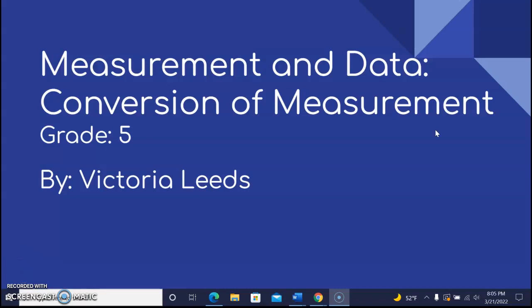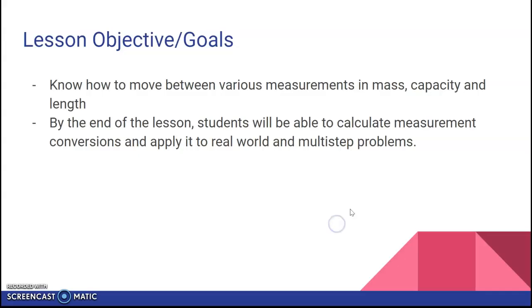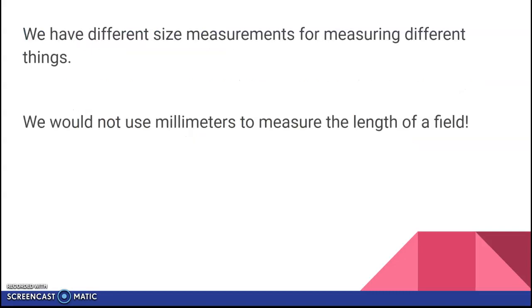Hello, so my lesson title is Measurement and Data, Conversion of Measurement. The grade level is 5 and it's by Victoria Leeds. The lesson objective for this lesson is to know how to move between various measurements in mass, capacity, and length. By the end of the lesson, students will be able to calculate measurement conversions and apply them to real-world and multi-step problems. Hello students, so today we're going to be focusing on unit conversions.